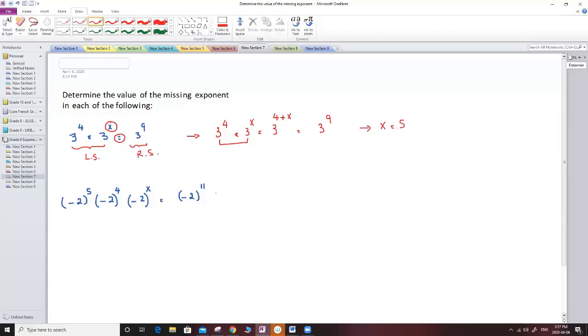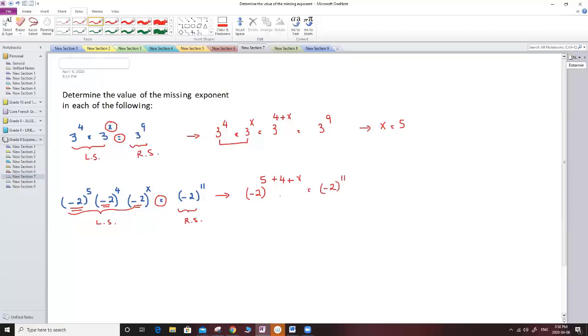The next one, the same thing. I have an equation. That means the left side has to equal the right side. The right side is easy. It's negative 2 exponent 11. I'm lucky to have the same base, negative 2, negative 2, negative 2. That means in the left side, I have negative 2 as a base, and because it's multiplication, I'm going to add all the exponents together: 5 plus 4 plus x. It has to equal negative 2 to the power of 11.